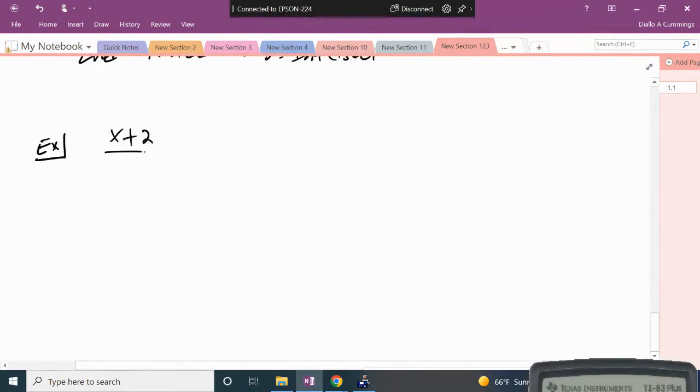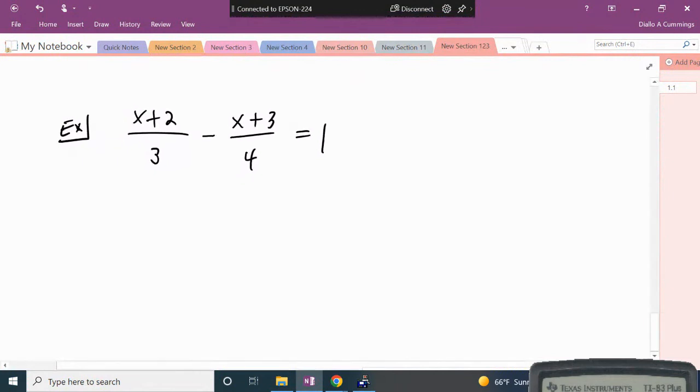So here we have x plus 2 divided by 3 minus x plus 3 divided by 4 is equal to 1. All right, and we're going to use the 6 steps because this is a linear equation. First we notice that we see fractions, so the first thing we should do is remove the fraction. To remove a fraction, we need to find the least common denominator. The least common denominator is the same as the least common multiple.